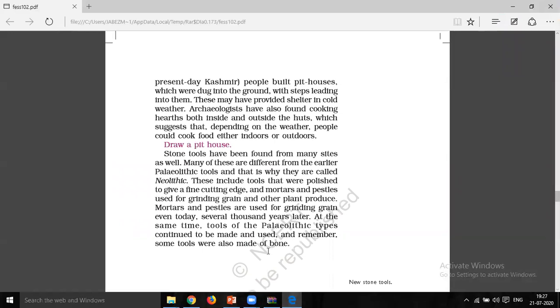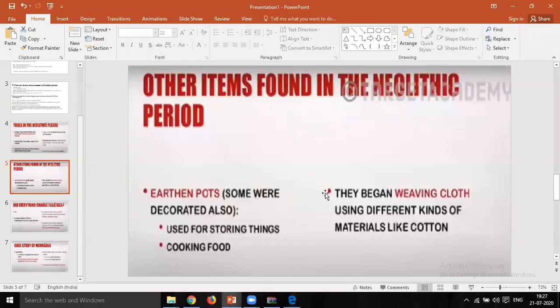The first point given over here is the earthen pot. So from page 19, we are starting this explanation, that is after that figure, that four stones figure. The paragraph that is given says many kinds of earthen pots have also been found. So that is what we are going to discuss point wise. Some pots were decorated, some designs were also given in those earthen pots. And second, they were used for storing things, and those pots were also used for cooking food.